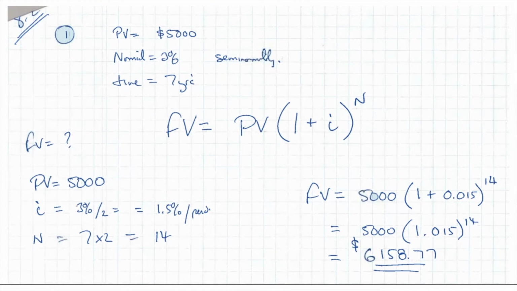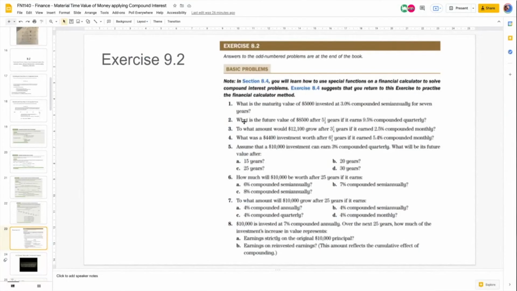And then I multiply that by 5,000. That'll give me 6,158.77. So the order of operations is a critical thing. You need to be able to do that first. I'm just going to look at the second one then.